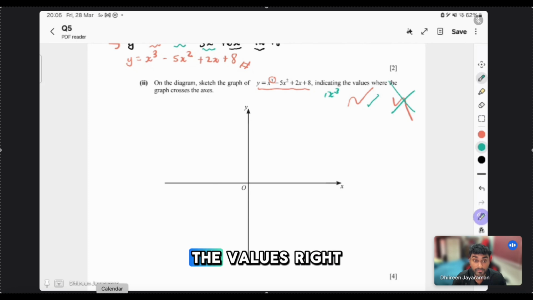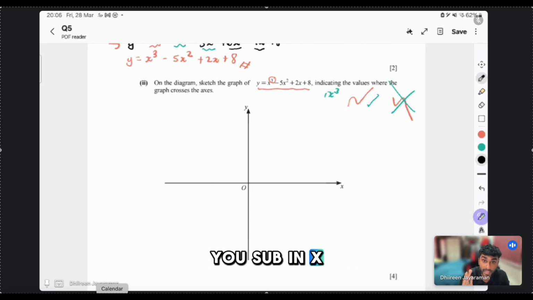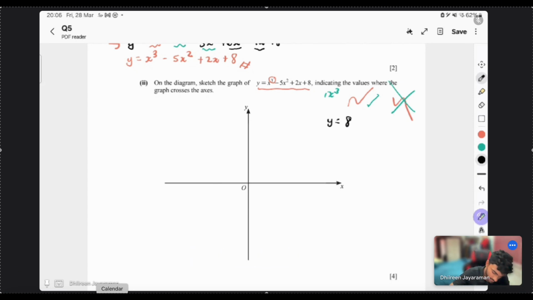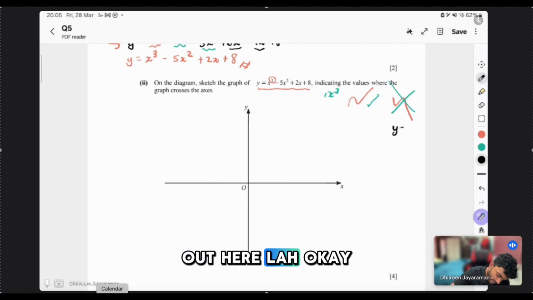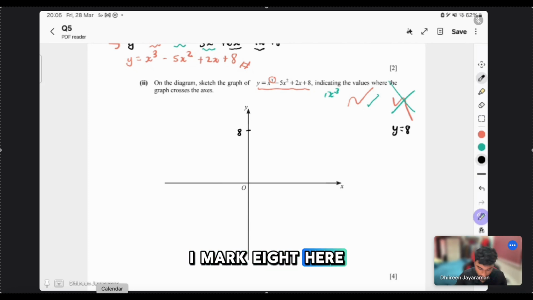Now is to get the values right. First thing we can find is the y-intercept. Very straightforward to find the y-intercept. You sub in x equals 0. So when you sub in x equals 0, you will get y equals 8. Let me move it out here. Okay, this is the y-intercept. So let's just say I mark 8 here. You know that the curve has to cut 8.